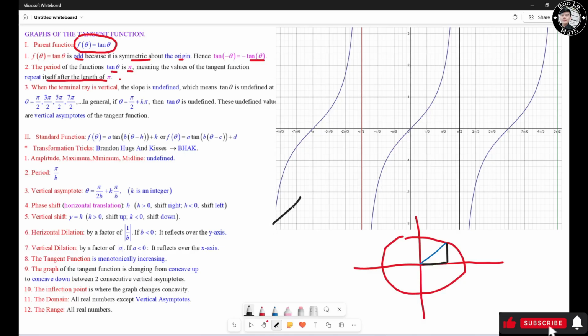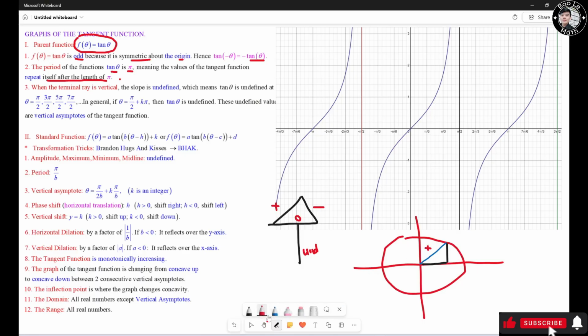And we use the Christmas tree trick. If the lines go in this way, the slope is positive. If the lines go in this way, the slope is negative. If the line is horizontal, the slope is 0. If the line is vertical, the slope is undefined. Since the terminal ray is in the first quadrant and it's going this way, the slope is positive.